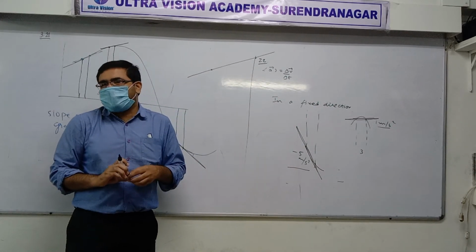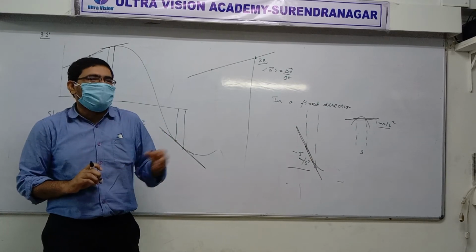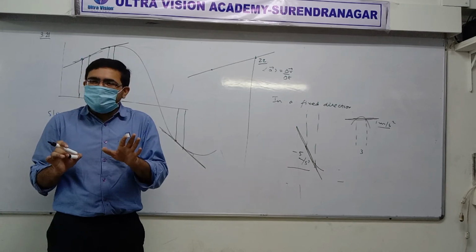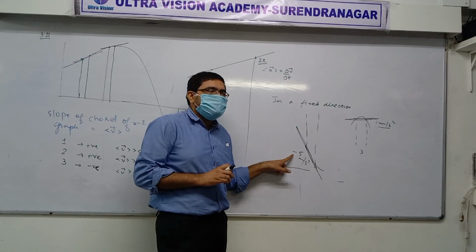Which is more? -5 meter per second square or 1 meter per second square? No, -5 meter per second square is more. Not joking. I'm serious. Because this minus sign only indicates direction.